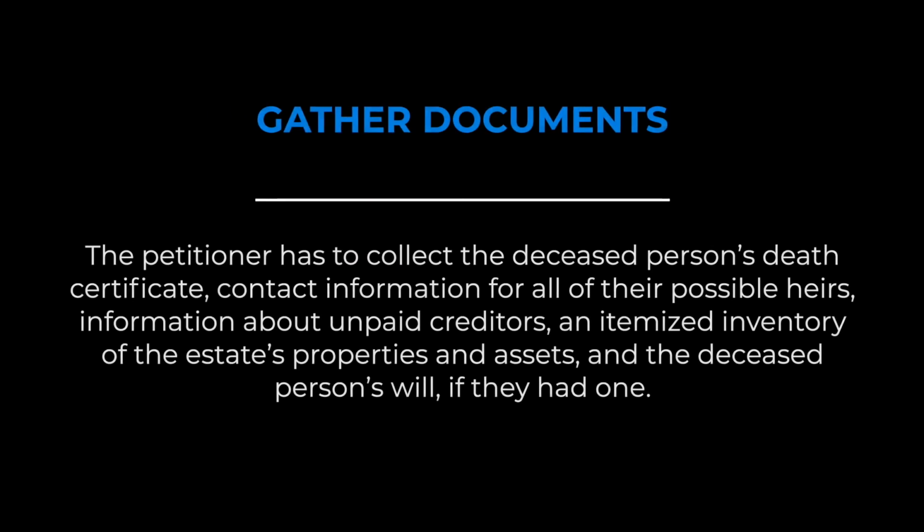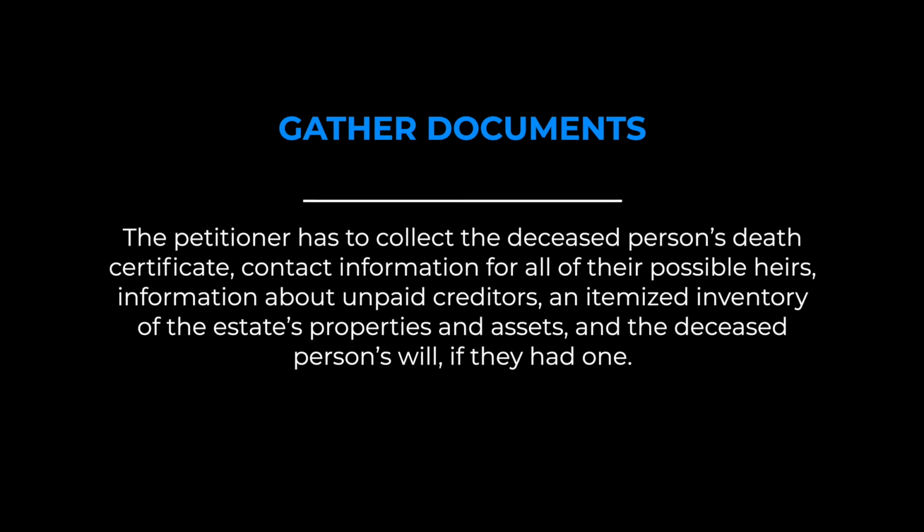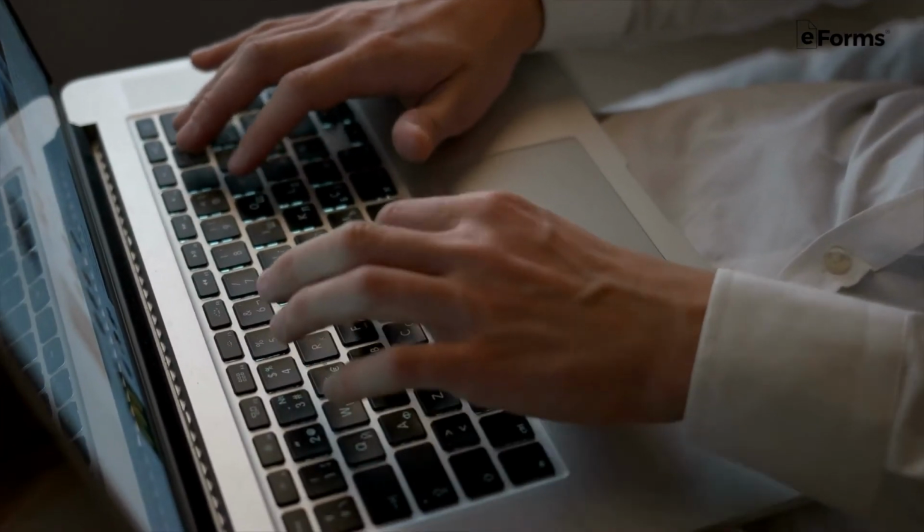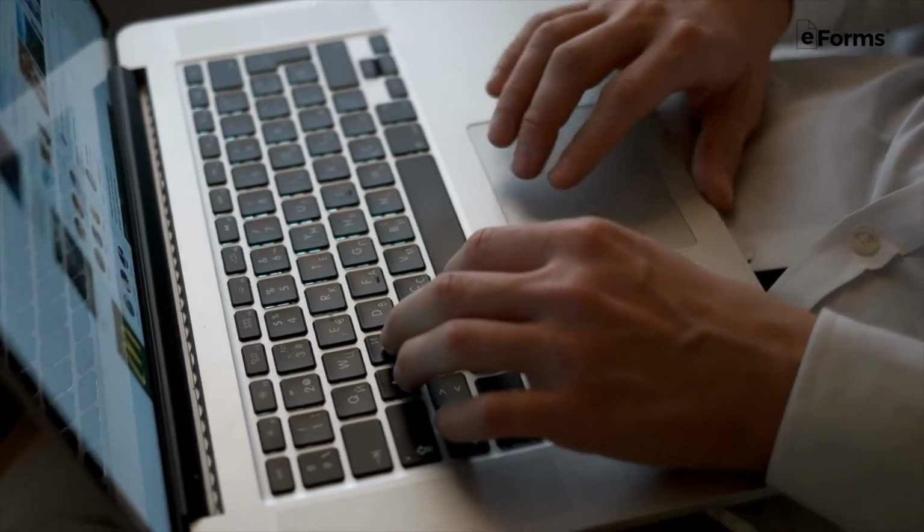Gather documents. The petitioner has to collect the deceased person's death certificate, contact information for all other possible heirs, information about unpaid creditors, an itemized inventory of the estate's properties and assets, and the deceased person's will if they had one. Once they have all of this information, they can complete a New York small estate affidavit by clicking the button at the end of this video, or by downloading the state's version of this form from New York's DIY Forms website.